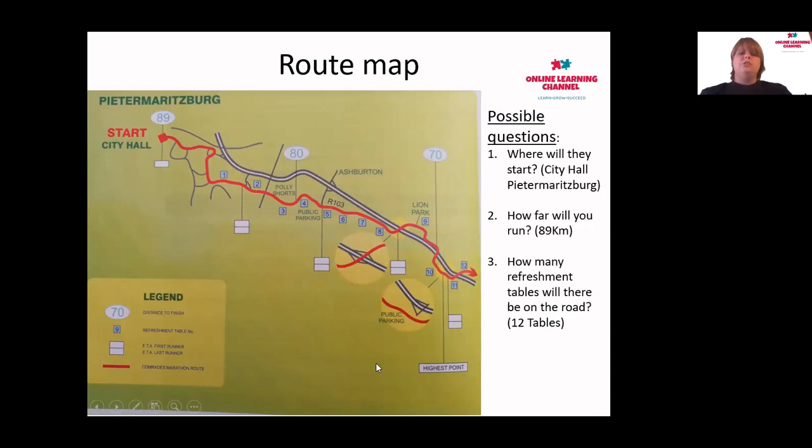So let's just quickly look at possible questions. Where will the race start? The race will start at City Hall. And the next question is, how far will you actually run? There it says the distance to the finish line. So you will actually run 89 kilometers. And then the last one asks, how many refreshment tables will there be on the road? If you look at the key, it says that little block shows the refreshment table number. So your last one will be 12 tables. These are just simple questions that you possibly can get.